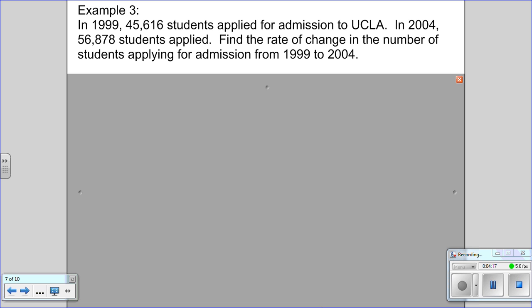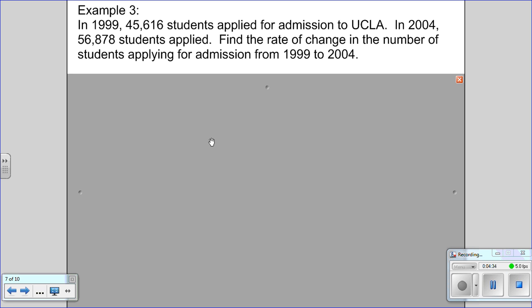Example 3, in 1999, 45,616 students applied for admission to UCLA. In 2004, 56,878 students applied. Find the rate of change in the number of students applying for admission from 1999 to 2004.